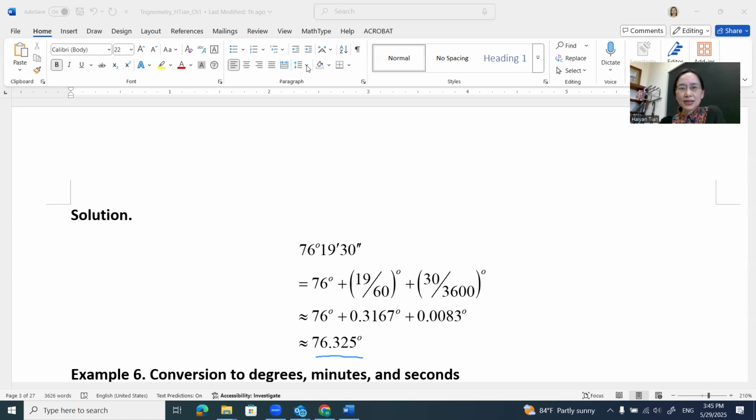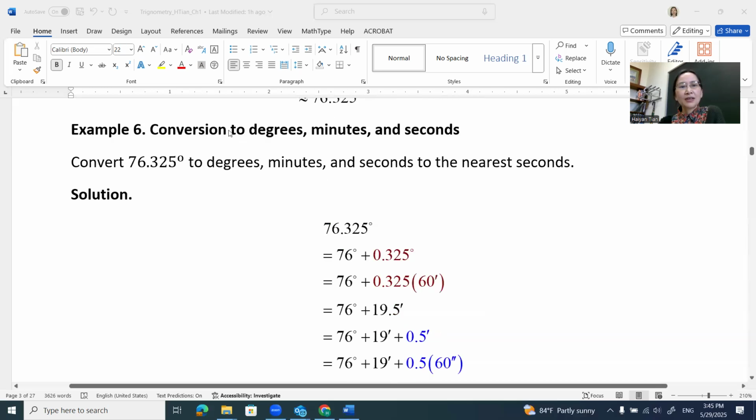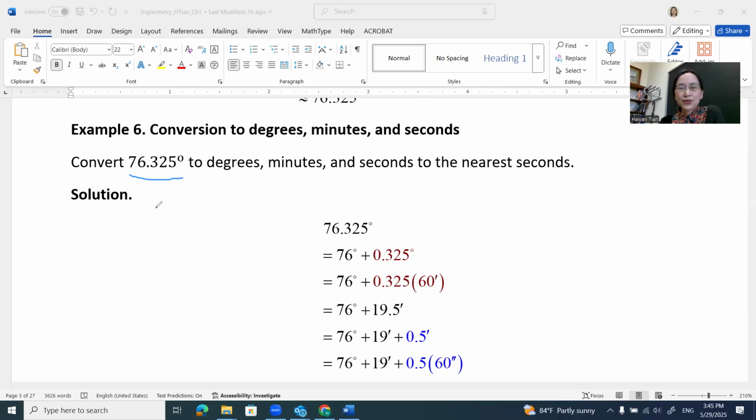And for this angle, let's next convert a degree into degrees, minutes, and seconds. So suppose you are given an angle, which is 76.325 degrees. Okay, this is an angle with decimal degrees. Let's convert it into degrees, minutes, and seconds to the nearest seconds.